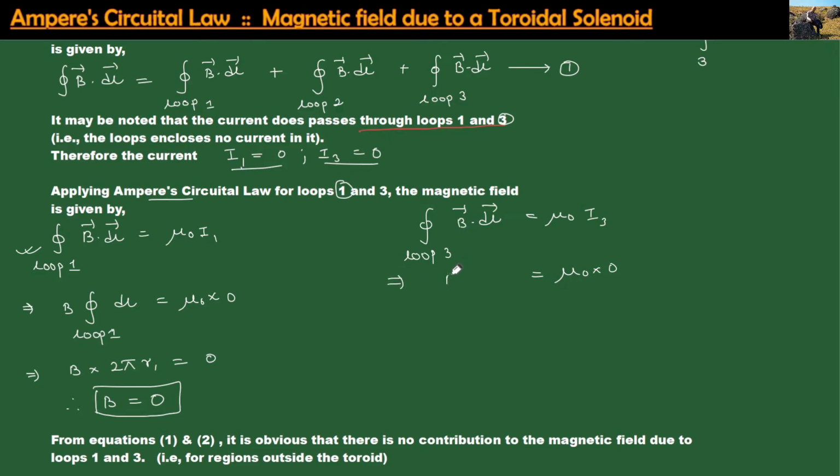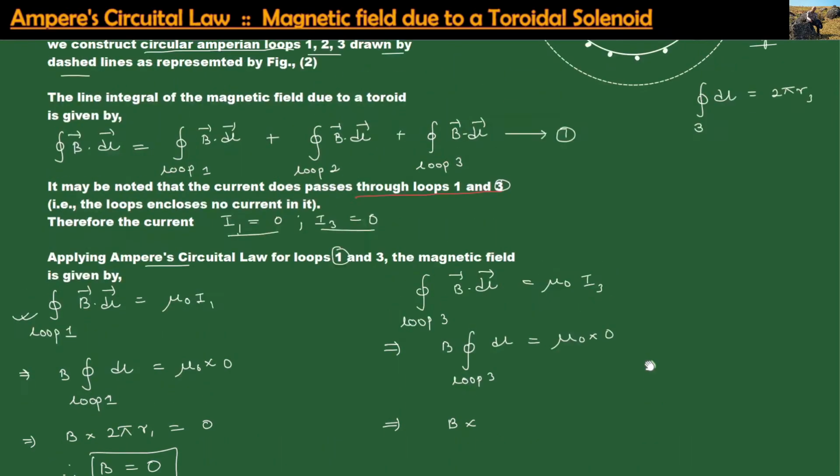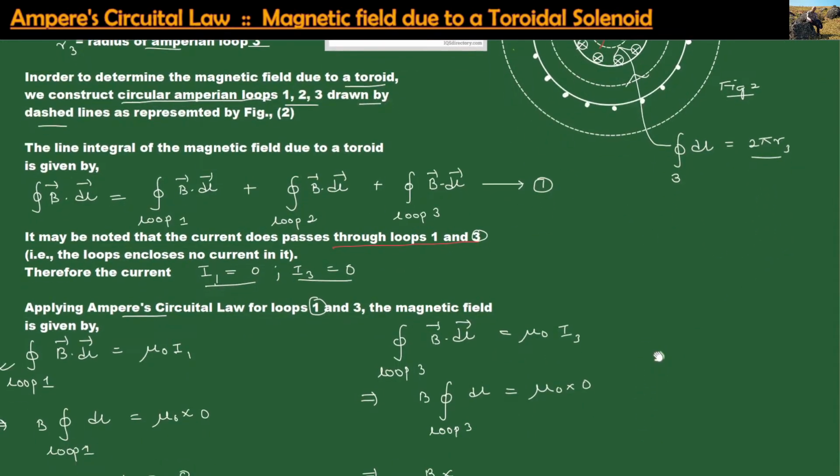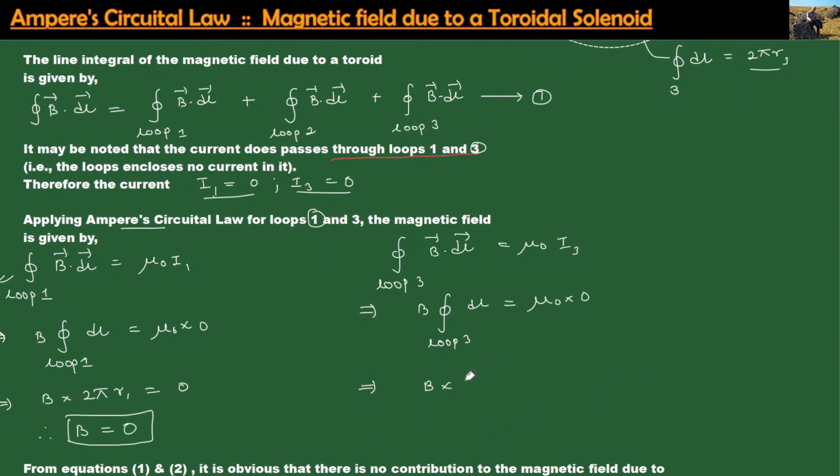Then this B will be constant, so we'll take it out. So you are left with the line integral across loop 3 of dl. I have explained that integration over that dl; let us just recall the integration over that small surface. So over that loop number 3, the line integration will be twice pi R3. So over here you write twice pi R3, and the product of that will be equal to 0.